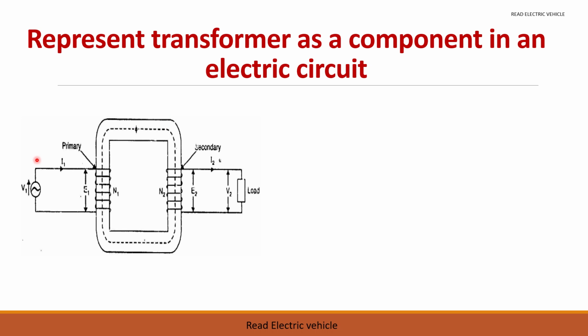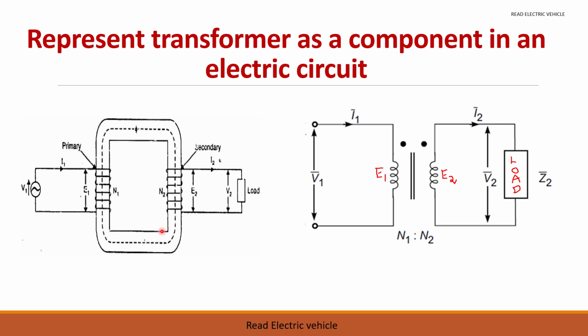Next, we can see how to represent this transformer in an electrical circuit. So we have primary winding, secondary winding. The primary winding is connected to the source V1. So let us draw the primary winding and connect it to the voltage source V1. Here it draws a current of I1, and this is the voltage across the winding E1. Now on the secondary side also you draw the coil and connect the load.